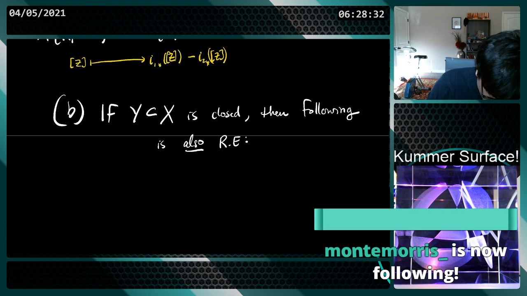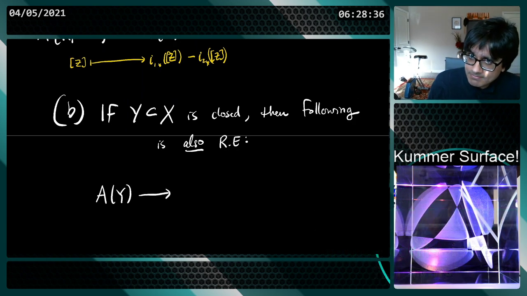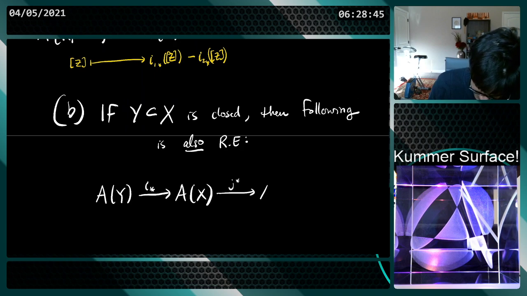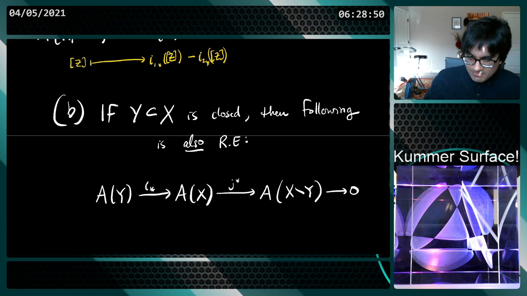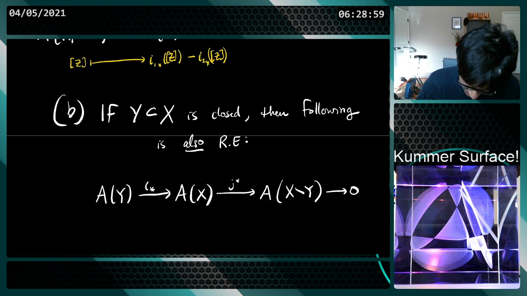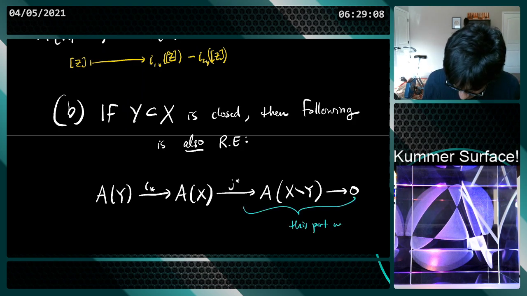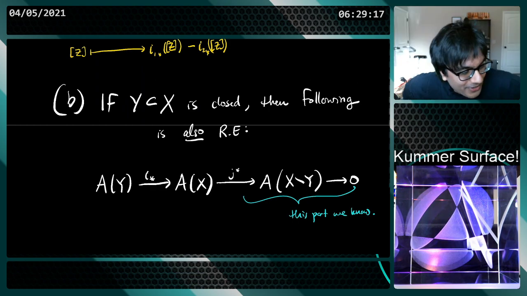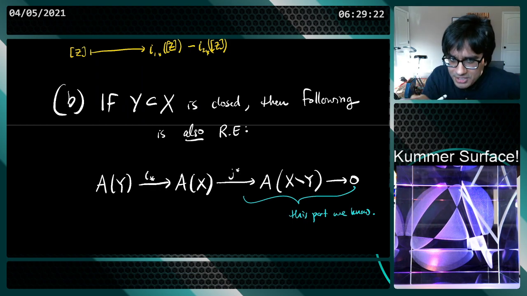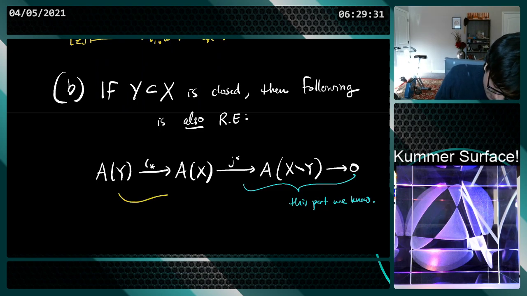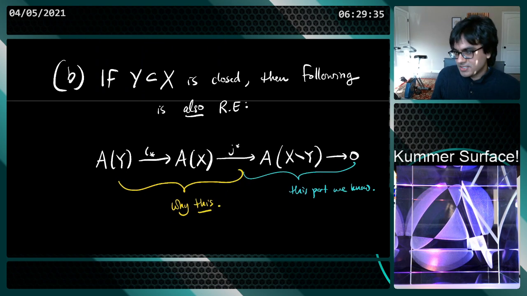Okay, which is Chow of Y, i lower star, Chow of X, j upper star, Chow of the complement. This is also right exact. So we already know it's surjective, so this part we already know. It's really about the other part, that the relations are exactly what you find in Chow of Y. That's the content for us in this one.